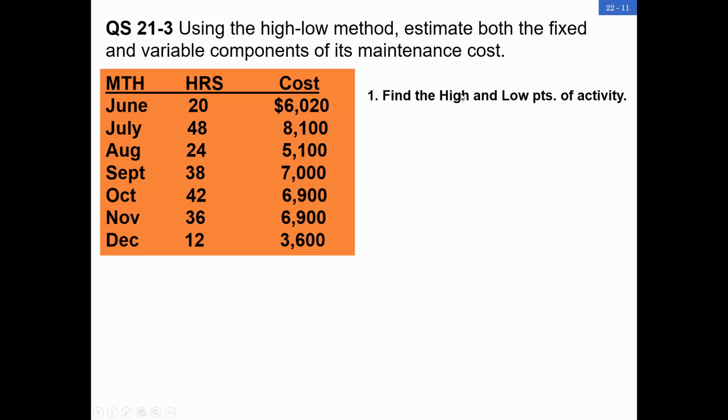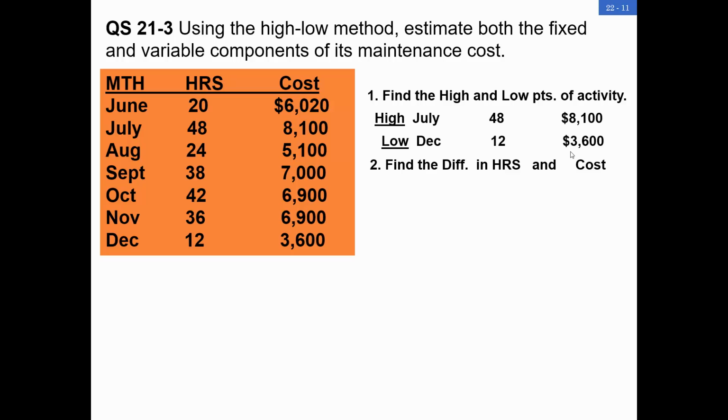The first step is to find the high point and the low point of activity. Here's our activity in hours. It looks like the high point is 48, and the low point is 12 hours. We also look at the dollars involved at that high point and low point, and then we take the difference. So step 2 is find the difference in hours, in this case, because that's how activity is measured in this problem, and also the difference in cost.